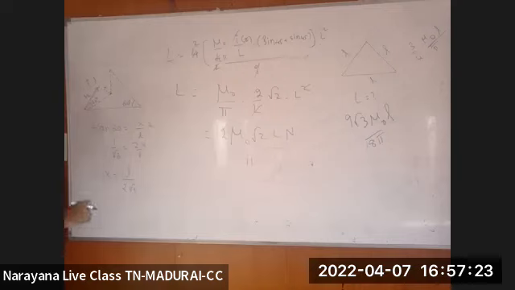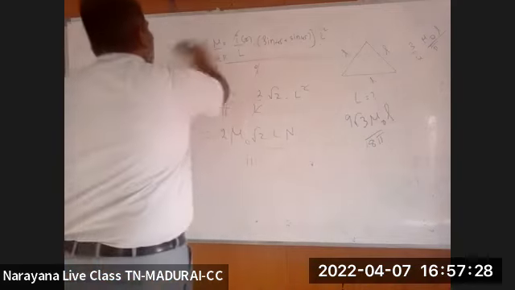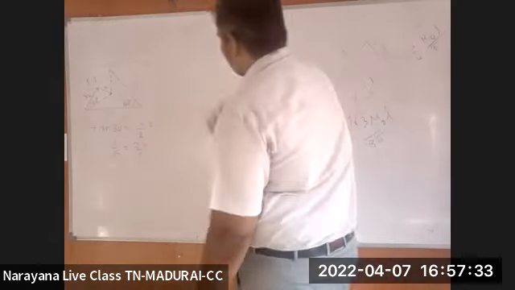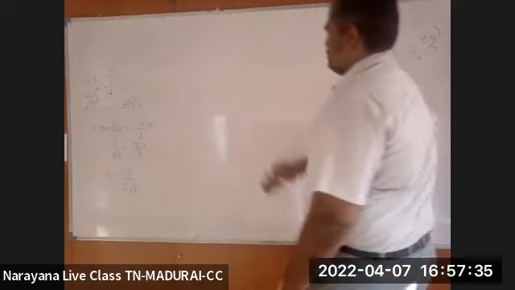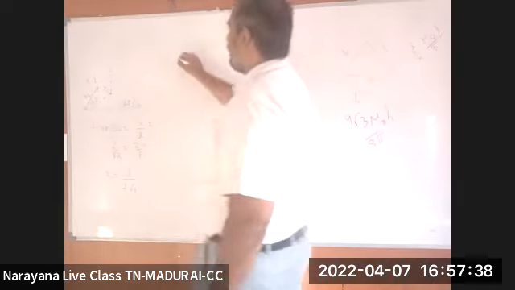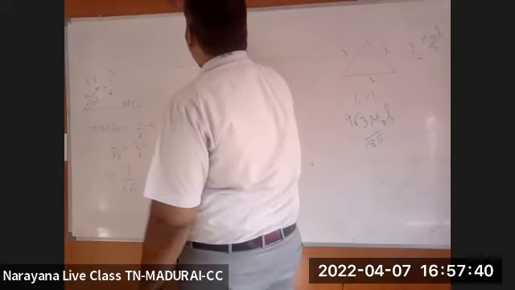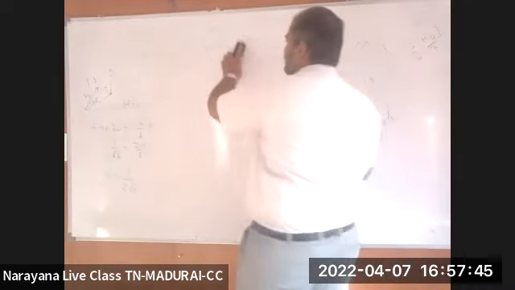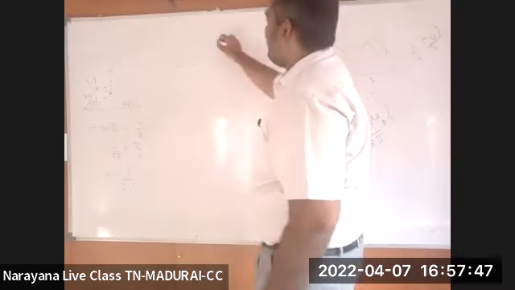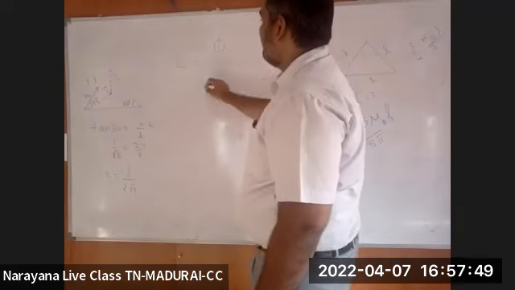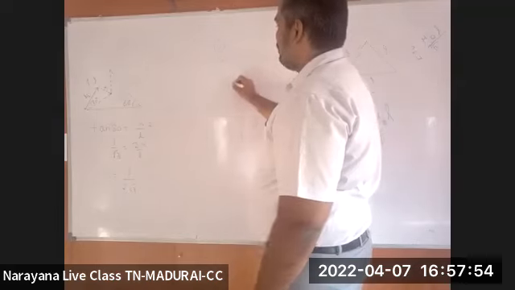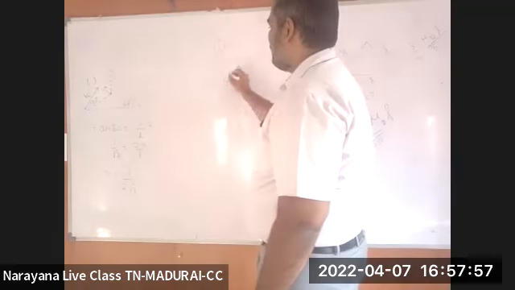Every side is acting like a finite wire. So I can write the coefficient of self-inductance equal to how much? 3 into total magnetic flux, sorry, total magnetic flux divided by current. What is magnetic flux equal to? B into A, and divided by I.